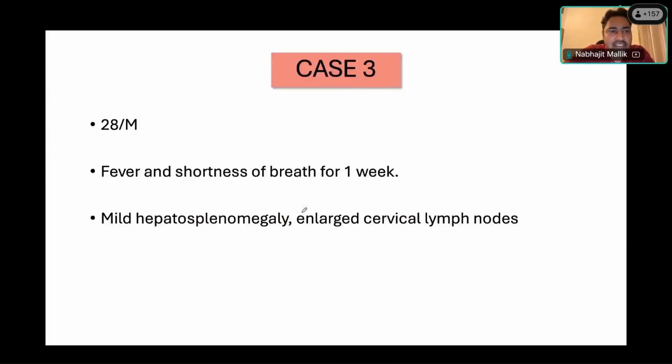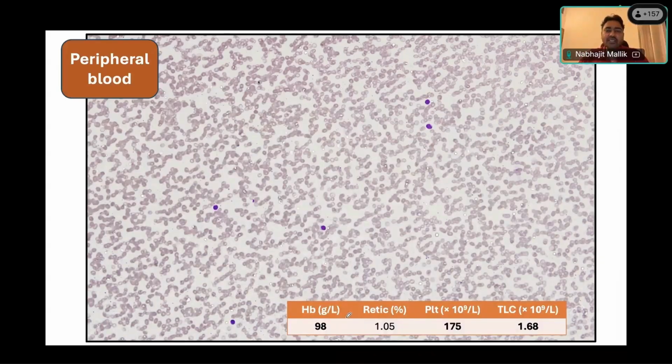So case 3 is a 28-year-old male, has fever and shortness of breath for 1 week. This is quick. Let's quickly do this. Mild hepatosplenomegaly and cervical lymph nodes are enlarged. What do you see here in the peripheral blood? Anything of interest in this?